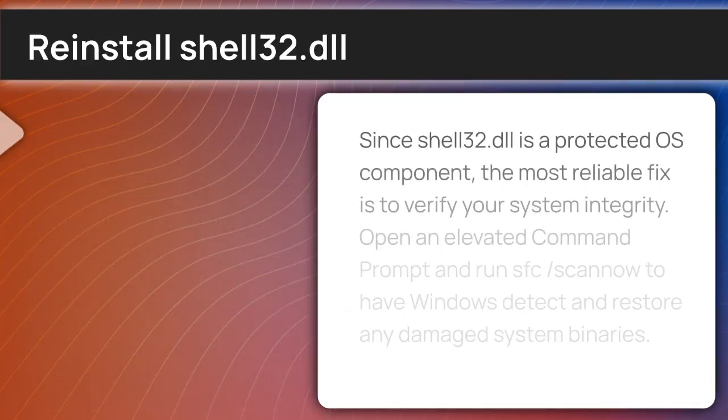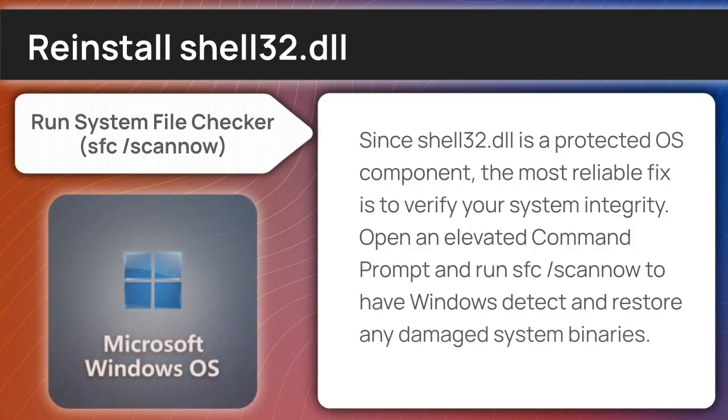This error indicates that a protected Windows file has been compromised. Use the official System File Checker tool. Run sfc /scannow in an administrator CMD to ensure the Shell32.dll is restored to its original verified state.